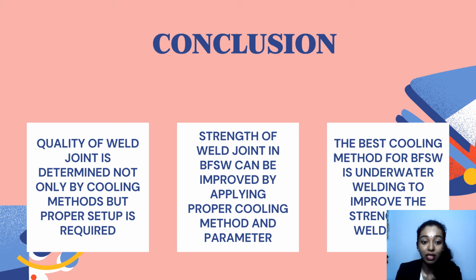Based on the data findings, the best cooling method that I can conclude for bobbin friction stir welding is the underwater welding to improve the strength of weld joint. This is because the heat absorption effect of water can be fully utilized by immersing the whole workpiece into the water environment during welding. So a large amount of heat is dissipated not only from the top surface but also from the bottom surface, because the whole workpiece is immersed in the water. From here, the properties of weak weld joint can be improved and effective strengthening of tensile strength can be seen with underwater joint.